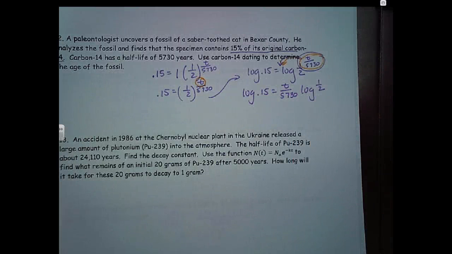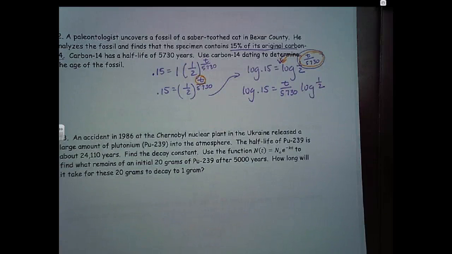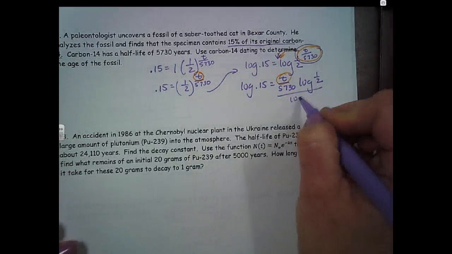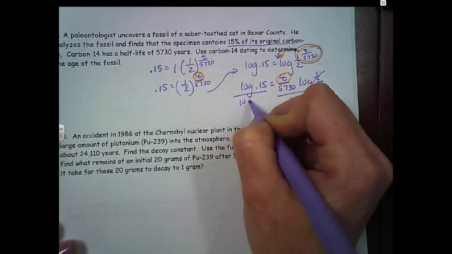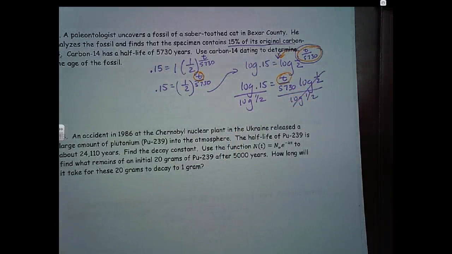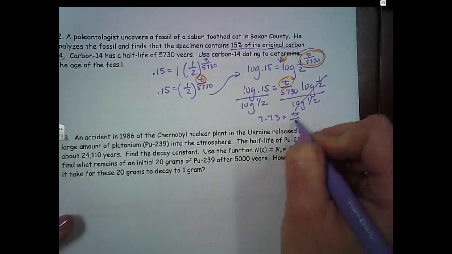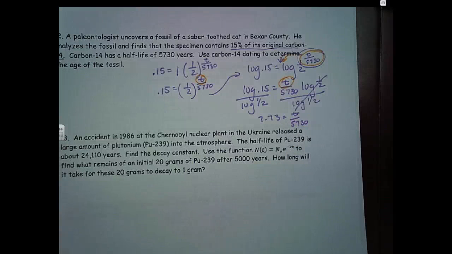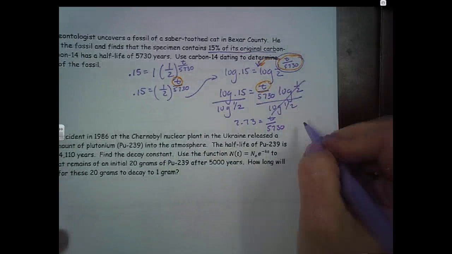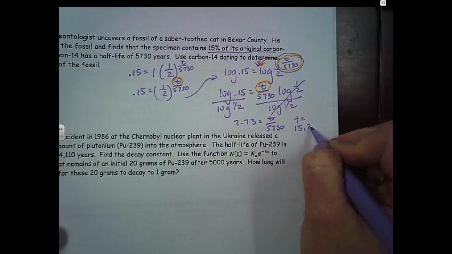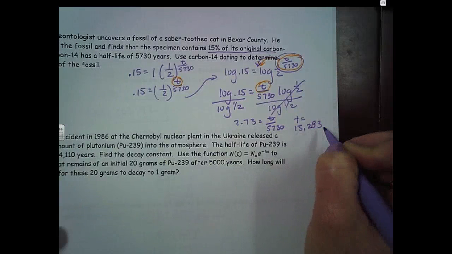We're not really used to having the T on the right side, but that's okay. Here's your T. What are you going to do to both sides to solve first? You're going to divide everything by log of 1/2. So log of 0.15 divided by log of 1/2. Yeah, I got 2.73. So 2.73 equals T divided by 5,730. So multiply both sides by 5,730. And how old was that saber-tooth? At 15,643, is that what you got?